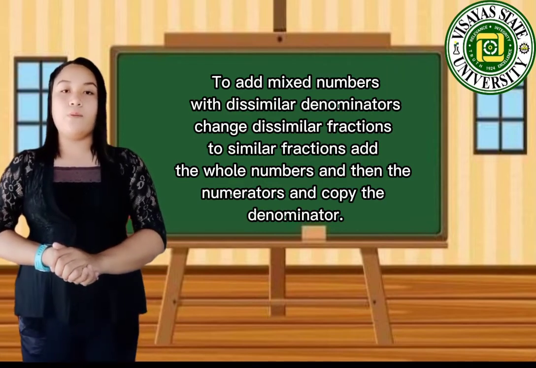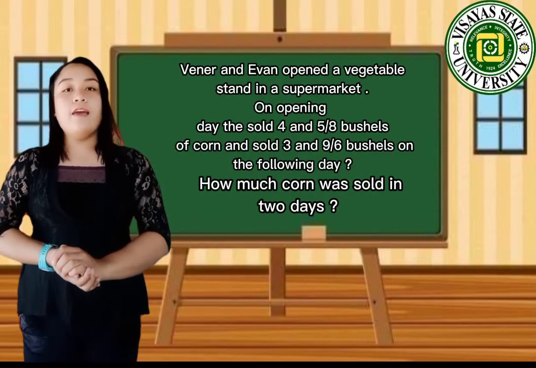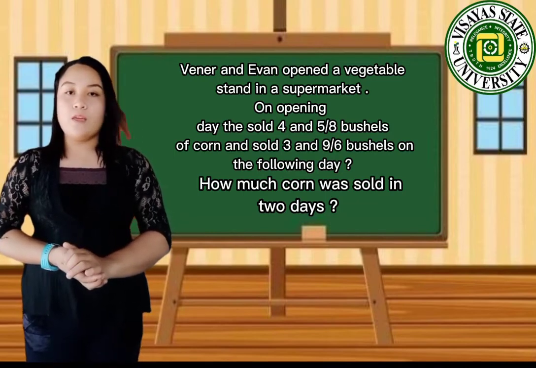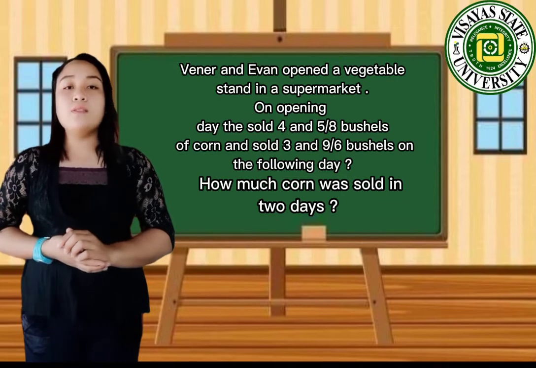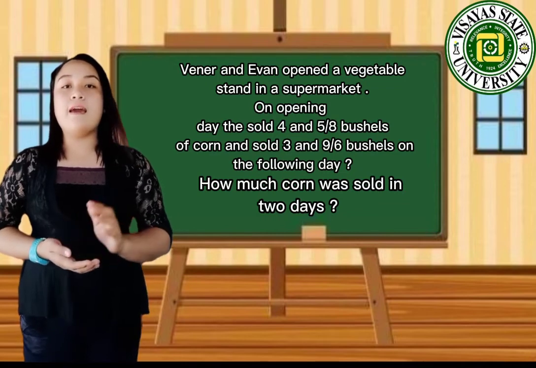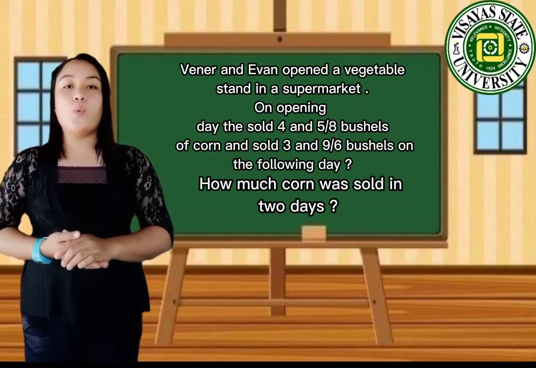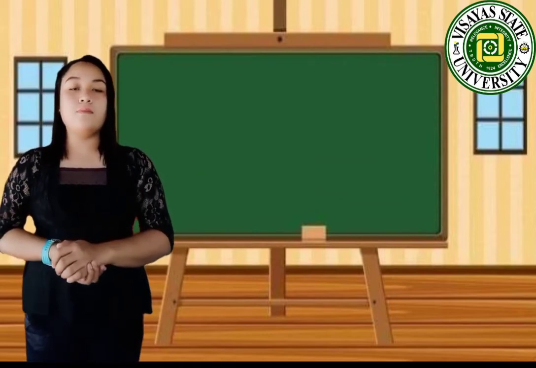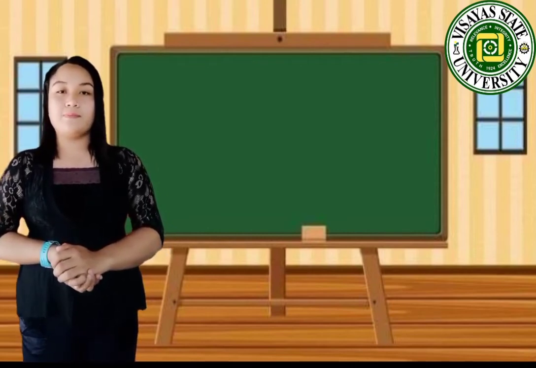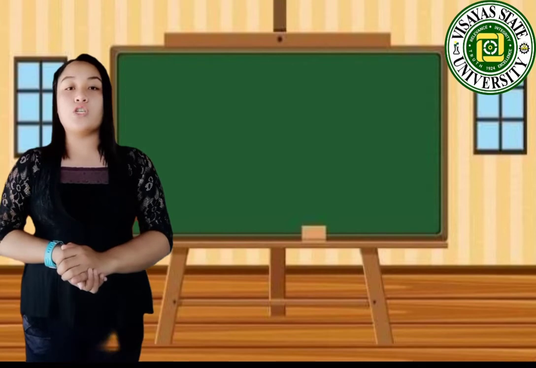To add mixed numbers with dissimilar denominators, we change them to similar fractions and add the whole numbers and then the numerators and copy the denominator. For example, Binir and Ivan opened a vegetable stand in a supermarket. On opening day, they sold 4 and 5/8 bushels of corn and sold 3 and 4/6 bushels on the following day. How much corn was sold in 2 days? What is asked and what are given in the problem?